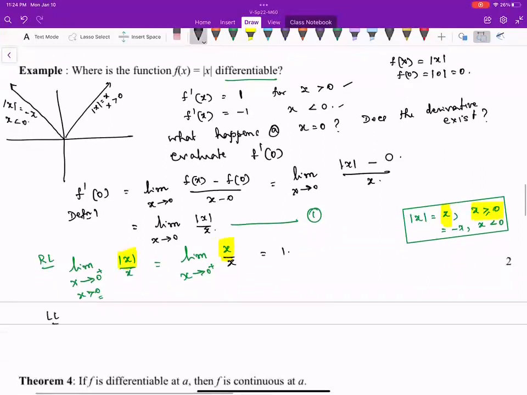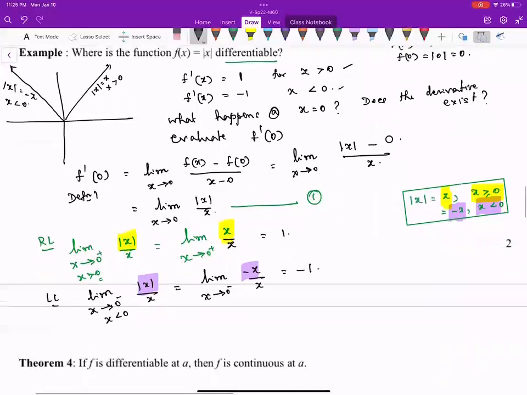On the other hand, the left-hand limit, which is the limit as x approaches 0 from the left, which is also equivalent to saying x is smaller than 0, of absolute x over x. Now, absolute x will take up negative x for x less than 0, correct? So it is negative x over x, which will be negative 1.